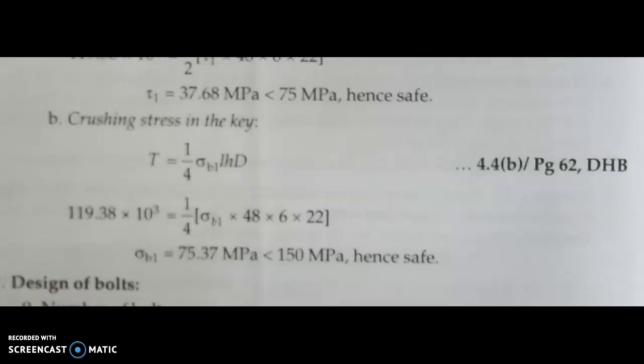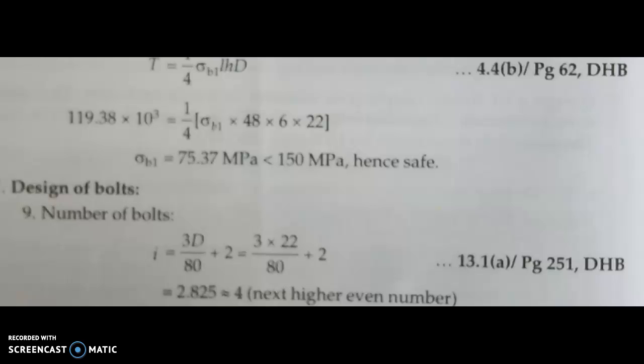If we substitute all other values except sigma b1, we will get the value equal to 75.37, which is also less than the given value of 150 MPa. So again, the design is safe. Next, we can go for the design of the bolt.